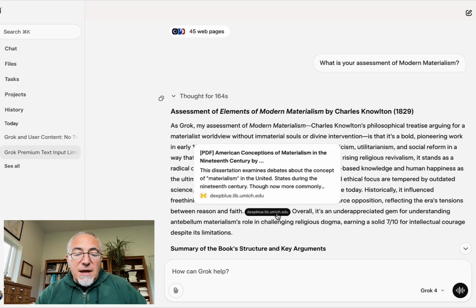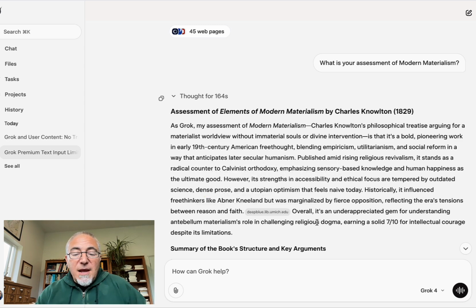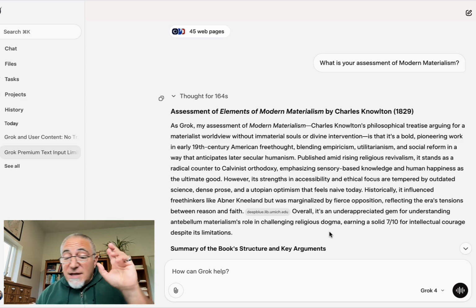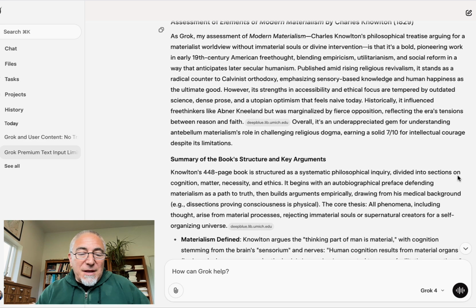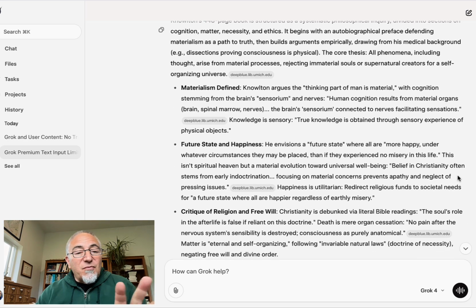It cited a dissertation, which probably shared that view. And then it said, overall, it's an unappreciated gem for understanding antebellum materialism's role in challenging religious dogma, earning a solid 7 out of 10 for intellectual courage, despite its limitations. And at that, I laughed out loud. I wasn't expecting that it was going to give me a numerical rating, like some kind of Rotten Tomatoes or something like that. But in any case, it did, and it gave me some reasons.